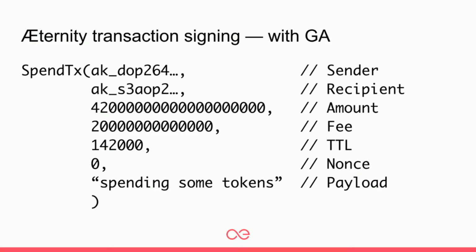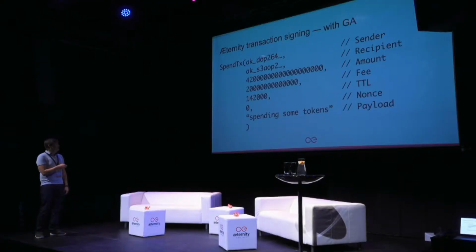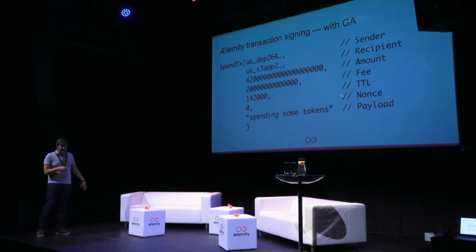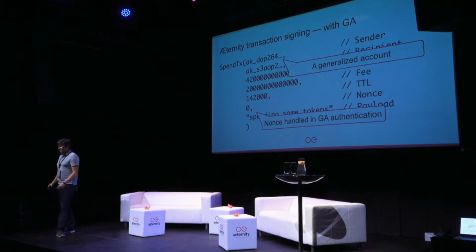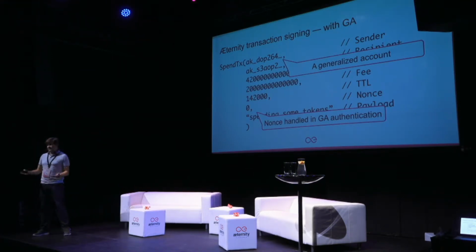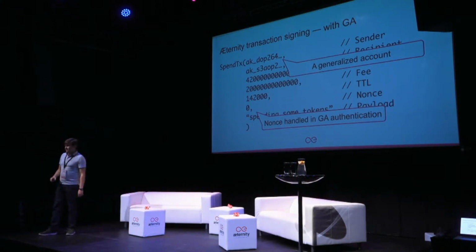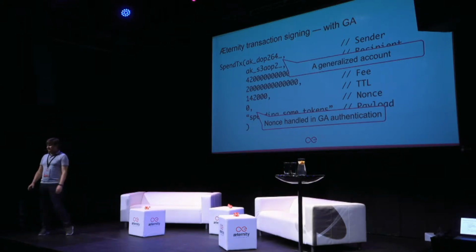The sender is the same. It's actually the same recipient and the same amount and the same fee and the same time to live, but that just doesn't matter. What's interesting here is that now the nonce is 0. This signals that this is a transaction that should be authenticated by a generalized account. 0 is not a valid nonce for a normal transaction, so there's no risk of confusion here.